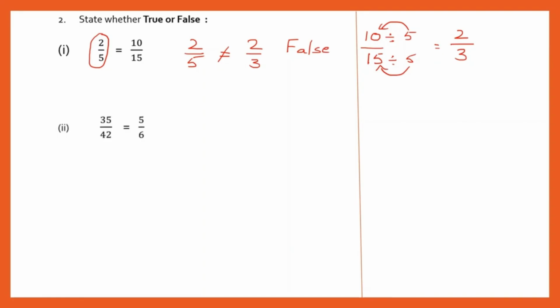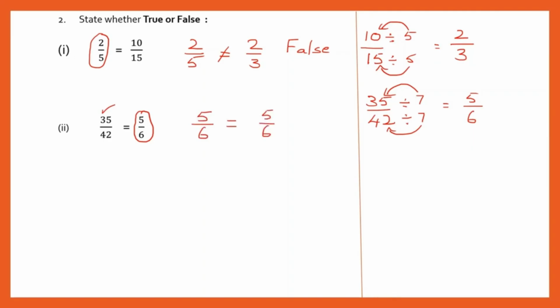Question 2. 5 by 6 is already in the lowest term. So let's reduce 35 by 42. Both are divisible by 7. So let's divide both by 7. 7 5s are 35 and 7 6s are 42. So we've got 5 by 6. So 35 by 42 has become 5 by 6. And the other fraction which is already given in the question is also 5 by 6. And the statement says they are equal, and this is true because they are equal. So this statement is true.